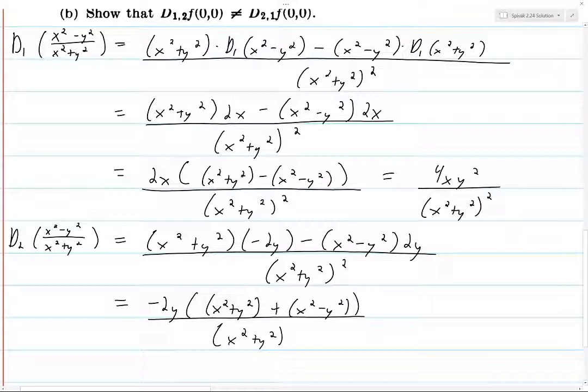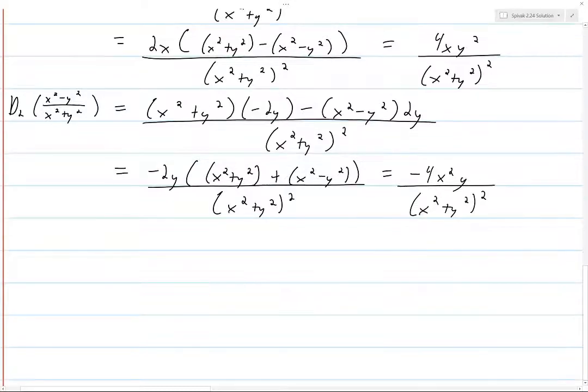Then we can simplify this. We end up with a 2x squared, and the y squareds cancel, so we get minus 4x squared y over x squared plus y squared. Okay, so that's probably the most computationally intensive part of this exercise.